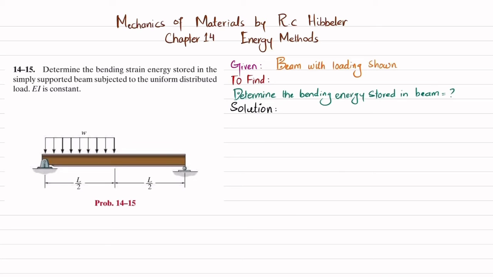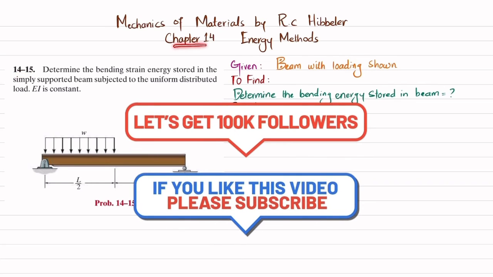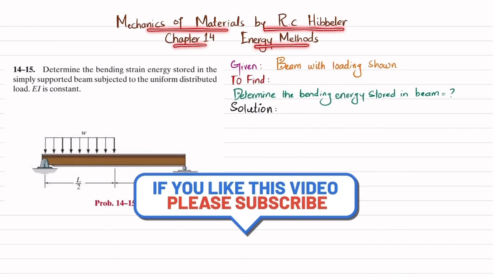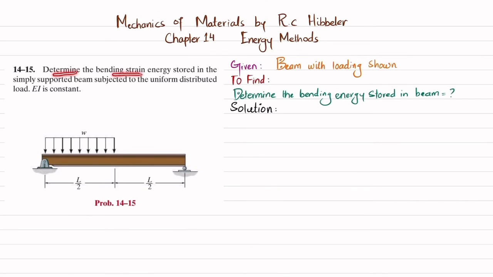Welcome back. In this video, we are going to solve problem 14-15 that is taken from chapter number 14, Energy Methods, and the book name is Mechanics of Materials by R.C. Hibbeler. So the statement is: determine the bending strain energy stored in the simply supported beam subjected to uniformly distributed load.